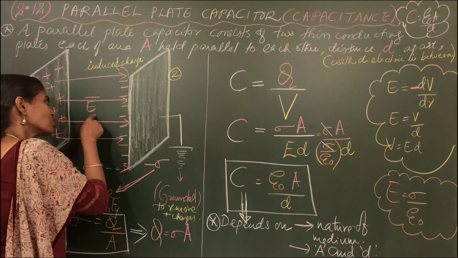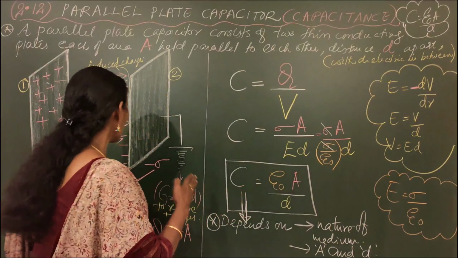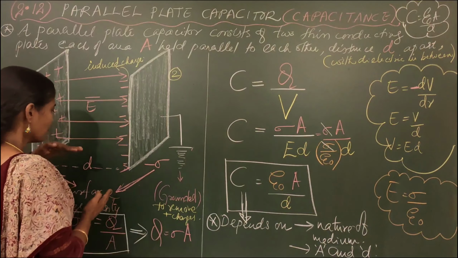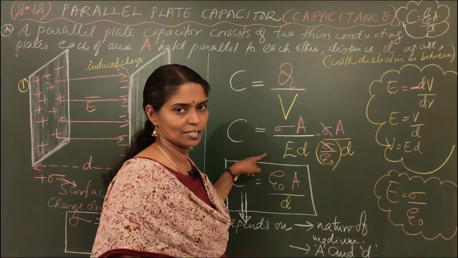So from that you can have E equal to V by d, where V is the potential developed between the plates and d is the separation between the two. So E equals V upon d, and V is E into d. Substituting for V as E into d, the equation will be like this.